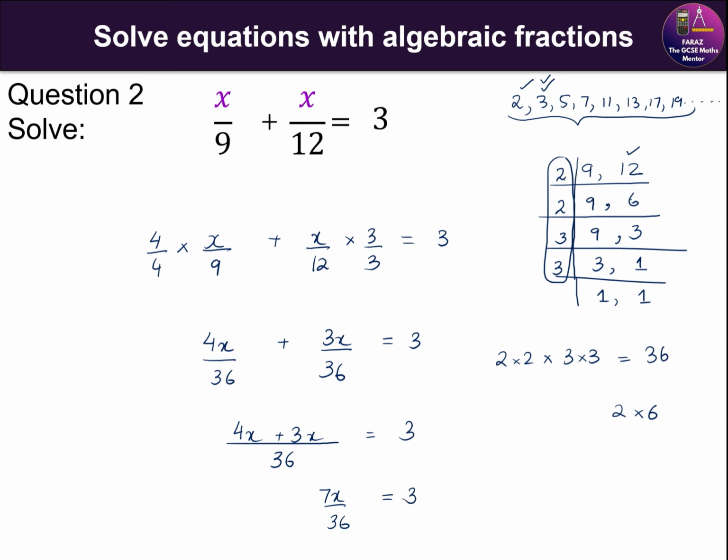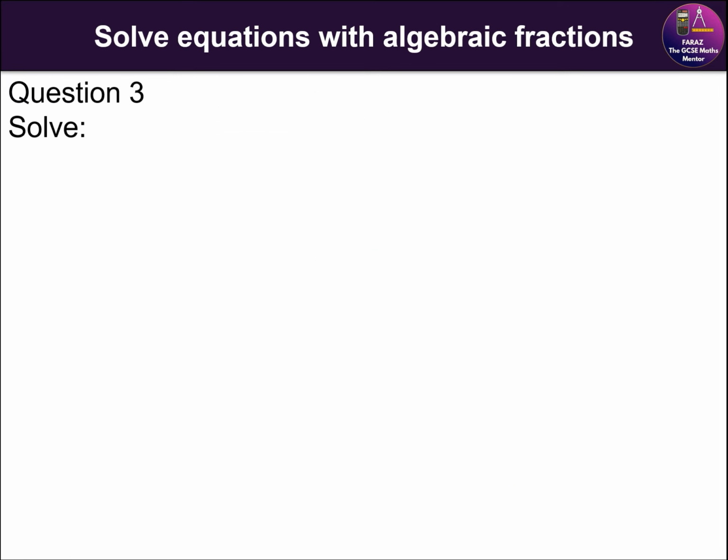After that step, as we know that 36 is in division on the left side, we have to multiply it on the other side. Or you can say multiply 36 on both sides, it will give you 7x equals 3 times 36. Then 7x equals 3 times 36, 108. And finally we have x equals 108 over 7. Ready for question number 3?